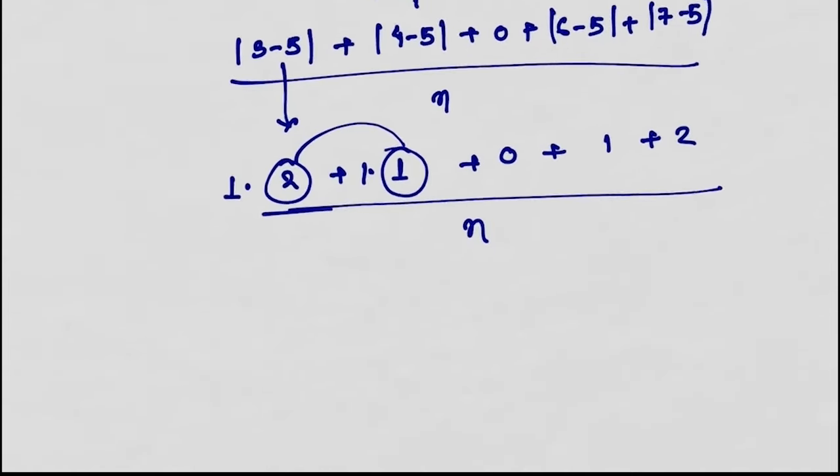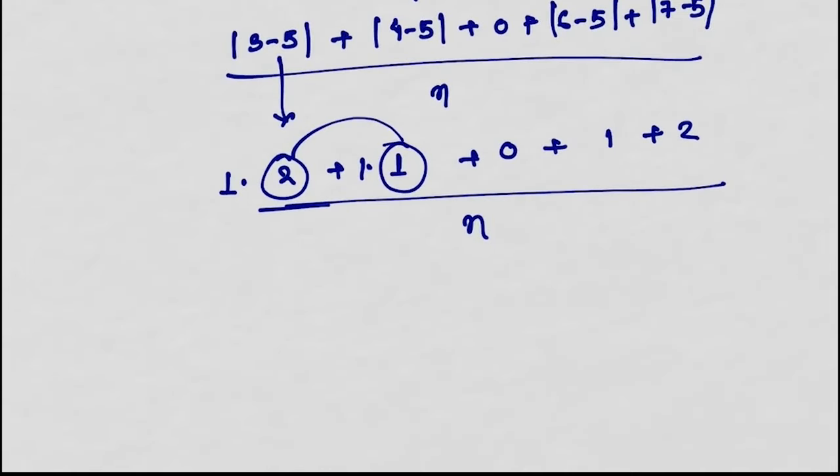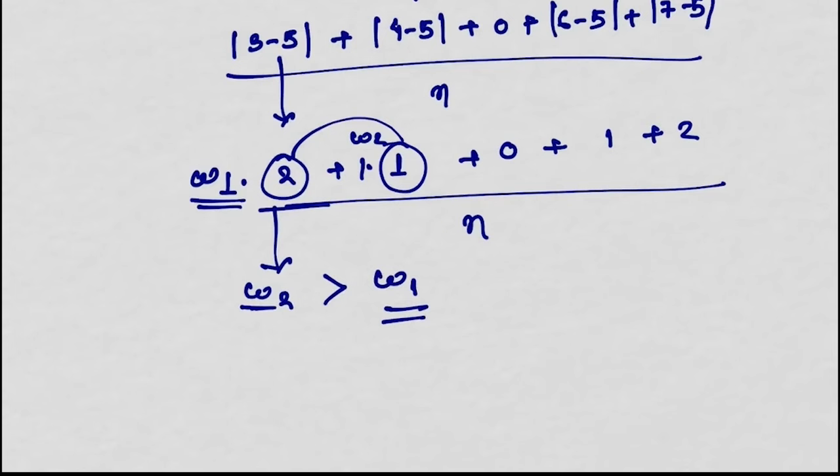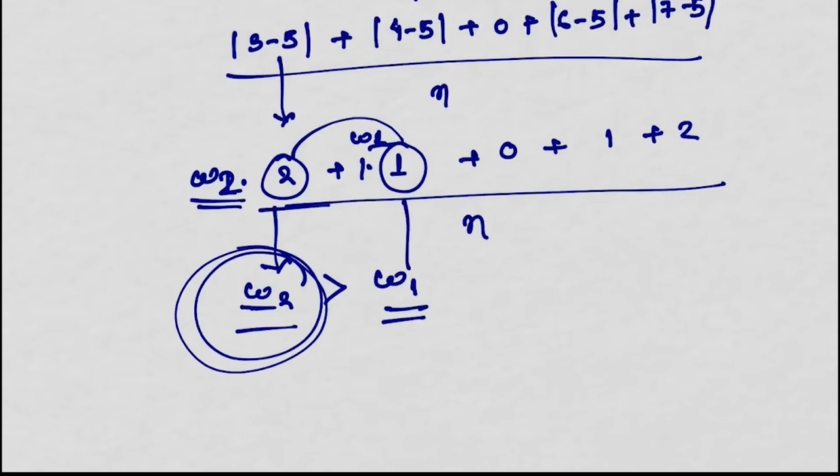This is what should have happened. If mean absolute deviation respected distance, or the fear of the distance, it should have said that I will give a weight to 2 and a weight to 1, and the weight given to 2 will be higher than the weight given to 1. This should have been the case. Sorry, I have written 2 and 1. So the weight given to 2 should be higher than the weight given to 1 and should be higher than the weight given to 0.